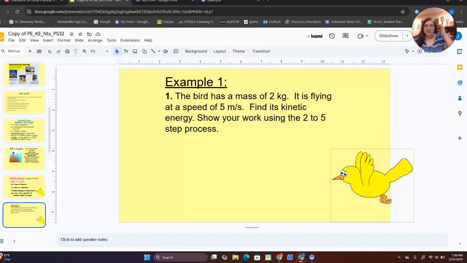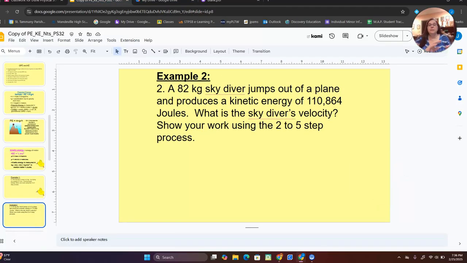So let's look at another example of this. In this case, we're going to work backwards. We have a skydiver. The skydiver has a mass of 82 kilograms. They jump out of the plane. If they have a kinetic energy of 110,864 joules, can we find the velocity of this skydiver? All right, so let's write down what we know.